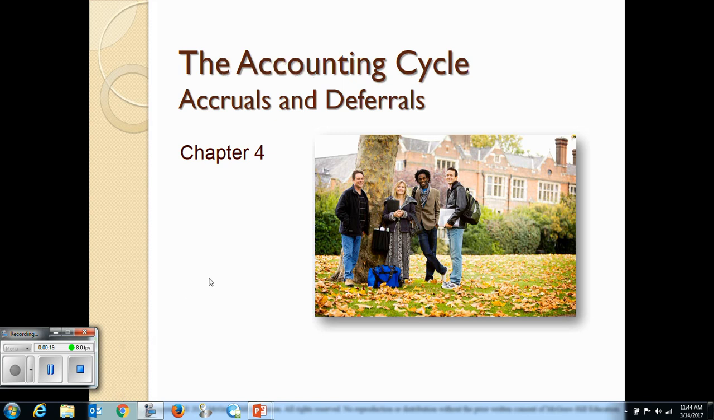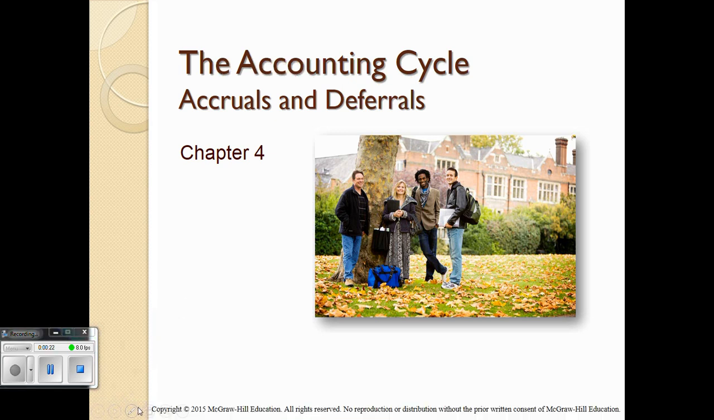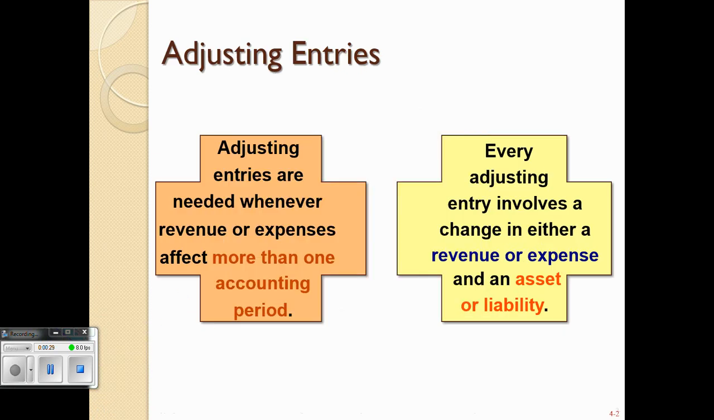And the idea behind adjusting entries, and this gets back to some of the items we've talked about in the last couple of chapters, is that we're trying to match revenue and expenses. So adjusting entries are needed whenever revenue and expenses affect more than one accounting period. What we're trying to do here is to match revenue with expenses. And the way you can tell it's an adjusting entry is that every adjusting entry involves a change in either a revenue or an expense and an asset or a liability.